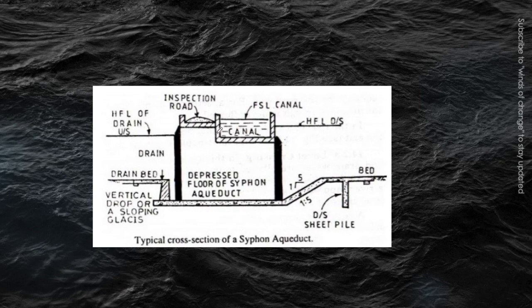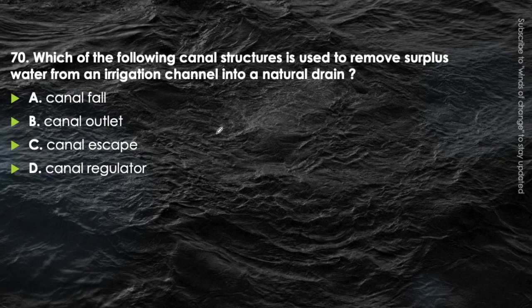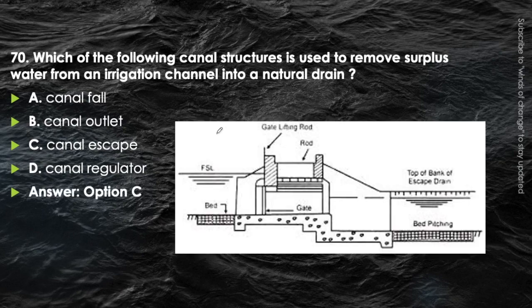This is the canal bed level and HFL is above this. Okay. Next question. Which of the following canal structures is used to remove the surplus water from the irrigation channel into a natural drain? Canal fall, canal outlet, canal escape, or canal regulator? Just think about it. We have already discussed this question in the first video of these 160 questions of hydrology and irrigation. Can you recall it? It will be called canal escape. Canal escape is the one in which the surplus water is removed from the channel into a natural drain.